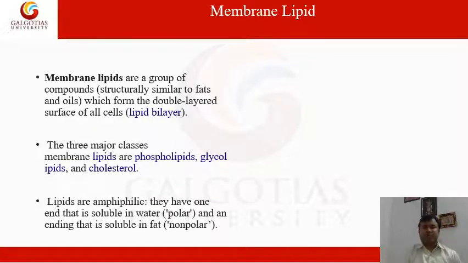Membrane lipids are a group of compounds which form the double-layered surface of the cells. It is also called the lipid bilayer. The three major classes of lipid present in the cell membrane are phospholipid, glycolipid, and cholesterol. Lipids are amphiphilic. They have one end that is soluble in water, which is called polar, and another end which is soluble in fat, which is called non-polar.